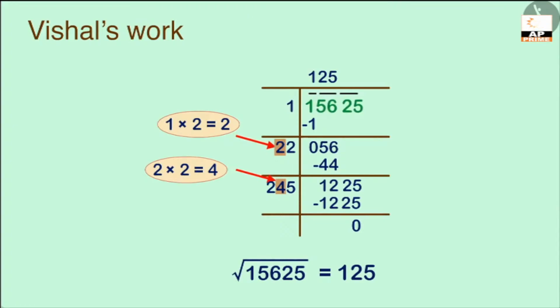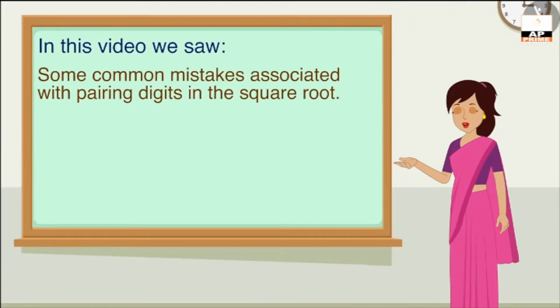Vishal found the square root of the number 15,625 in this way. This is the correct method. So in today's video, we saw some common mistakes associated with pairing digits in the square root.